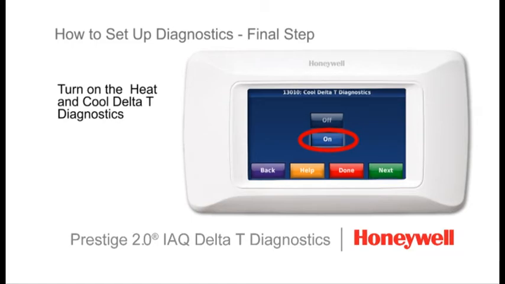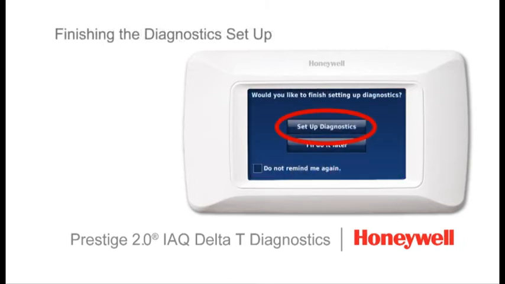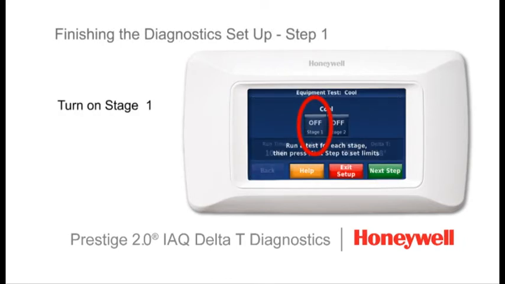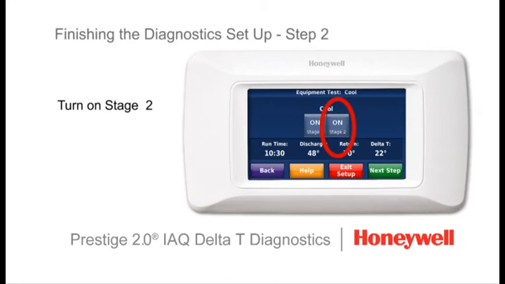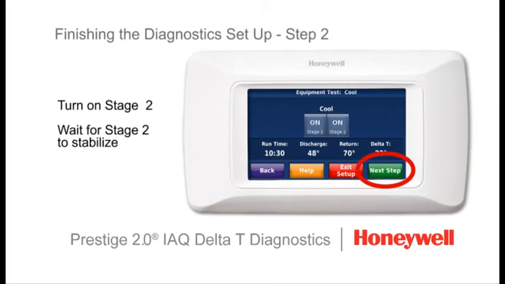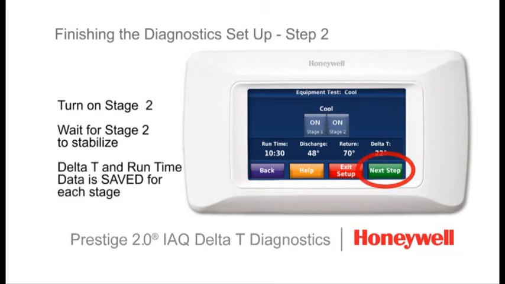After completing the installer's setup for delta T, you'll be prompted to finish the diagnostic setup. The first step will be to turn on stage 1. When delta T begins to stabilize for stage 1, then turn on stage 2. After delta T begins to stabilize for stage 2, press the Next Step button. The thermostat saves the delta T and runtime data for each stage you test.